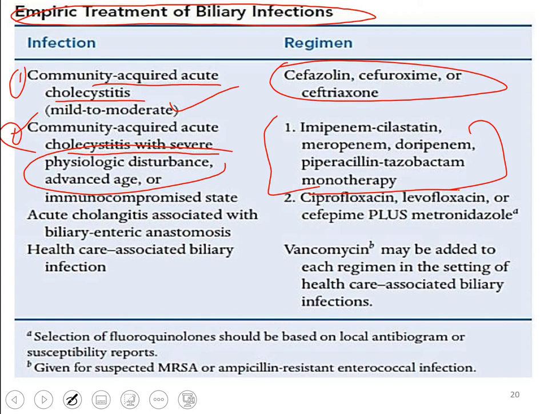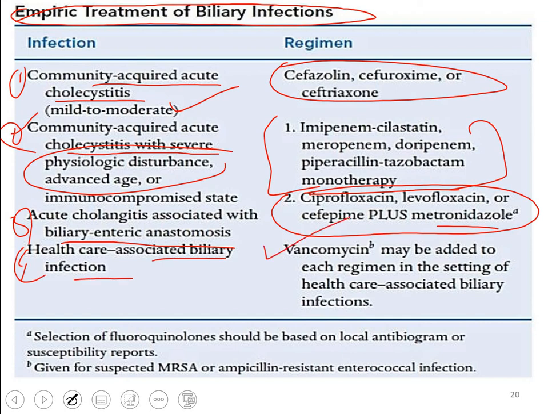In case of acute cholangitis associated with biliary enteric anastomosis, some surgical procedure or other, you have to go ahead with ciprofloxacin, levofloxacin, gemifloxacin, or as the case is, plus metronidazole. The most important one: in healthcare-associated biliary infection, vancomycin may be added, because of the possible resistant strain of MRSA.